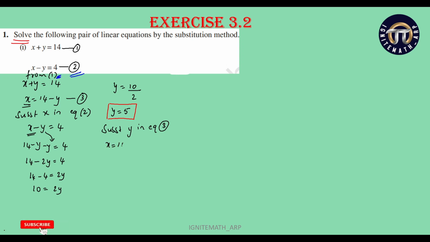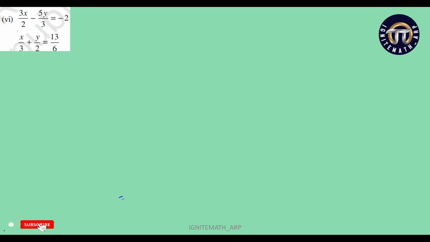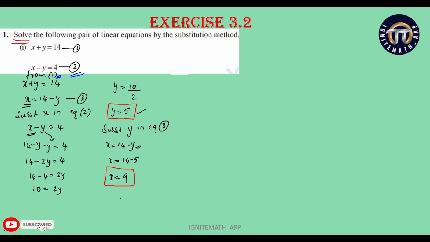So x is equal to 14 minus y. x is equal to 14 minus 5, because I got the value of y as 5. So x is equal to 9 is the solution for x. Clear, children? So therefore I can conclude, x is equal to what, children? x is equal to 9 and y is equal to 5. These are nothing but the solution of the given equations.